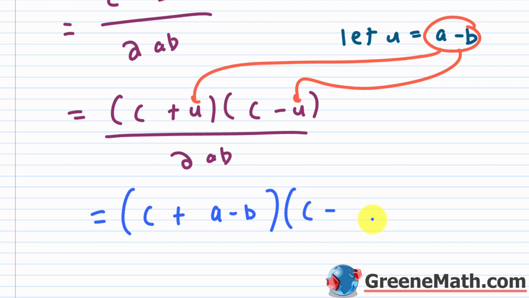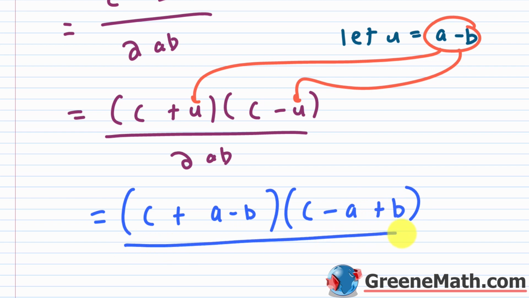Now here's where it gets tricky. You want to subtract away the whole thing because u is a minus b. So I need to subtract away both of those guys. So you can wrap this in parentheses to make this clear. So minus the quantity a minus b, like this, close that down. So this becomes minus a and then plus b. Okay, so this right here is the factored form. This would be over 2ab.